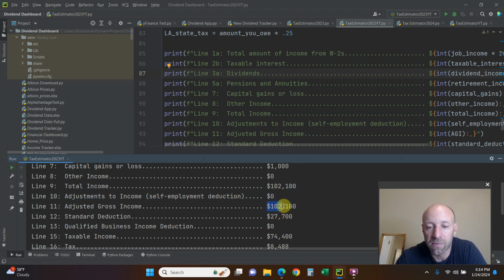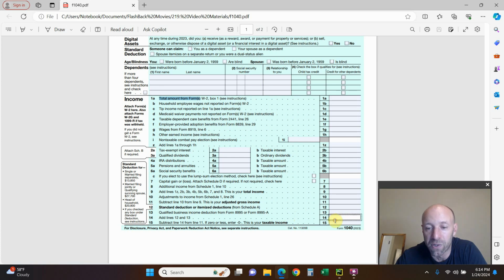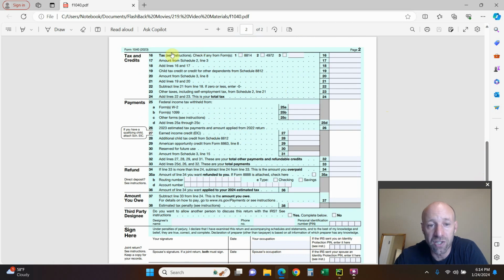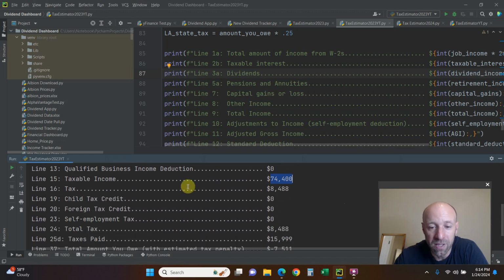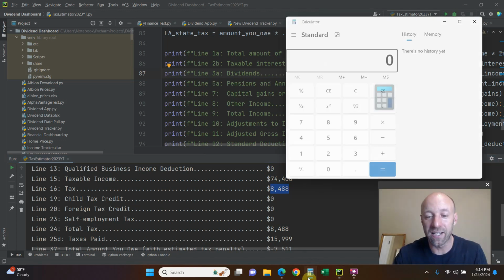So their adjusted gross income is $102,100 minus the standard deduction. So their taxable income is $74,400. So at the end of line 15, if you were doing this by hand for some reason, that would go there. But this is what your TaxAct or your H&R Block or whatever will have at line 15. So you can go to the instructions if you're doing it by hand for some reason. Or using our Python program, it says that the tax that we would owe would be $8,488.